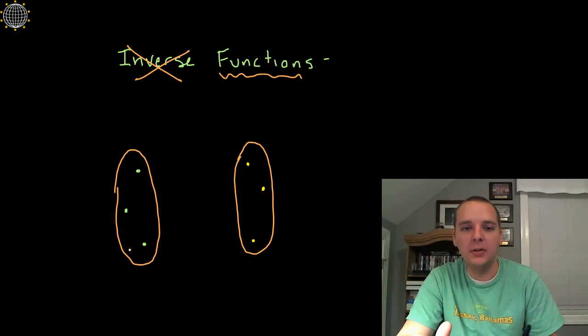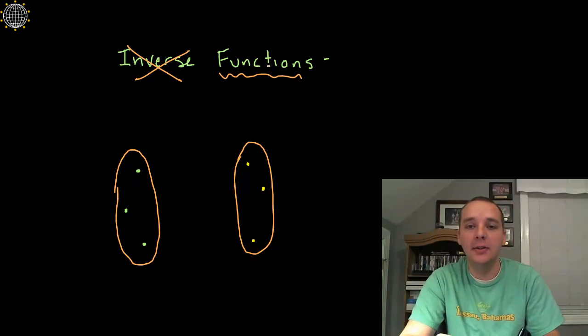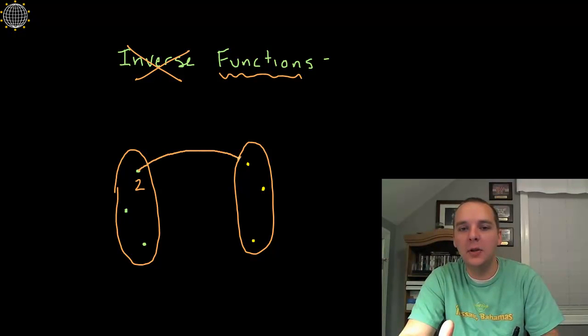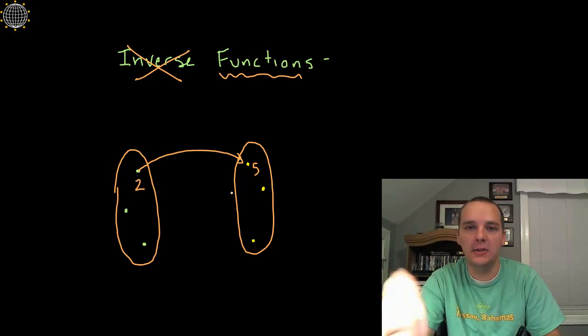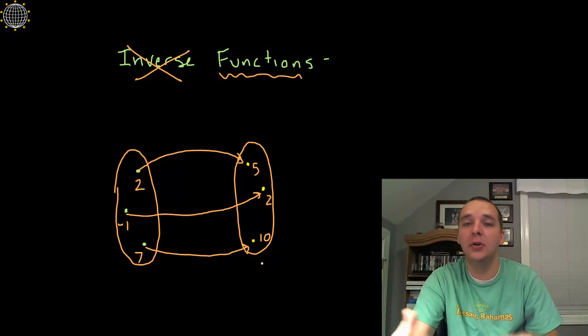So what we have here is something called the domain. These are the values that you plug in. Then some function changes it, and you get a new value out, possibly. So we'll just take a simple example. Maybe there's a function that when you plug in 2, it gives you the number 5 as the answer. Or maybe if you plug in -1, it would give you 2 as the answer. When you plug in 7, maybe it gives you the number 10 as your new value.